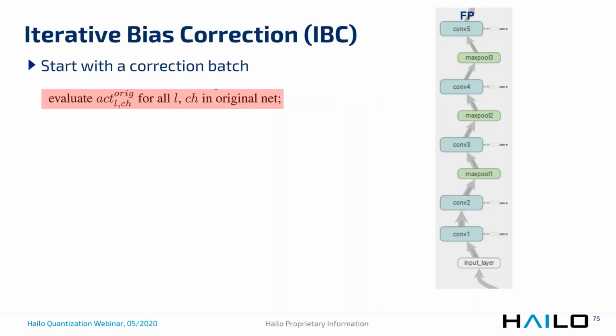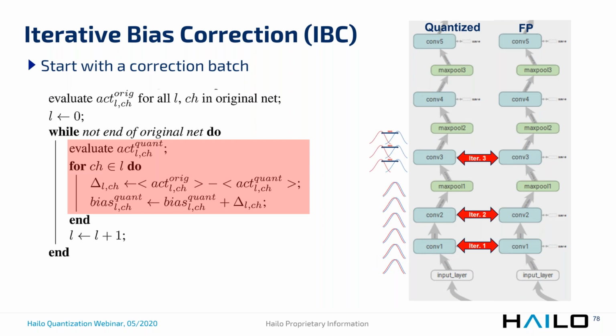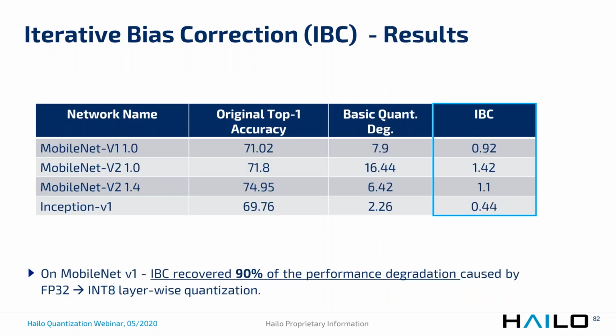So what we do is again an iterative process, and we simply run a calibration batch through the full precision network and through the quantized network. And we look at, for instance, the first layer, and we compare the mean of the quantized version and the mean of the full precision version. And if there's a shift, then we add the shift back into the bias term, and we correct for this shift. And then we go to the next layer, and the next layer, until all of these layers have their shifts corrected. And we call this process iterative bias correction.